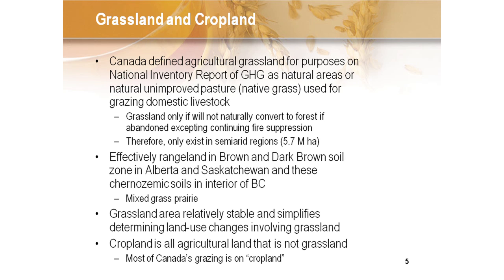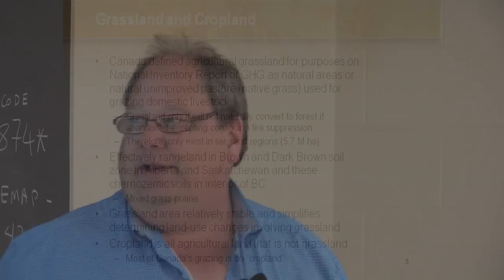So we're really talking about essentially the brown and dark brown soil zones within Canada, and essentially it's the mixed grass prairie. So there's about 5.7 million hectares. But this relatively stable area, because we're talking about more climatically marginal areas, so that there isn't as much pressure, at least from converting it to cropland.